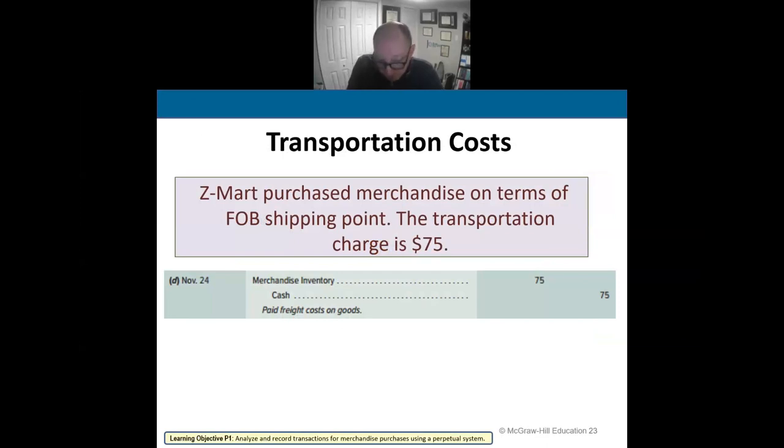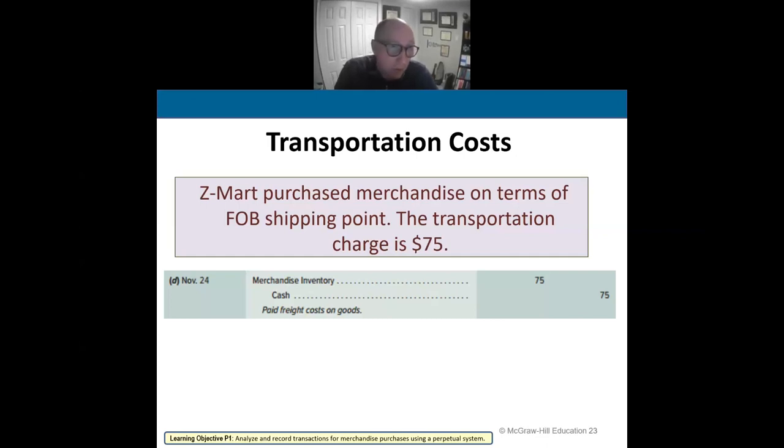Transportation costs include things like the cost of shipping. It can also include things like insurance. It could include things like packaging. A lot of times they lump it all together, but sometimes there is something like insurance. But they're all considered to be transportation costs.